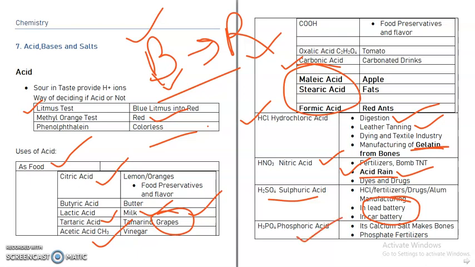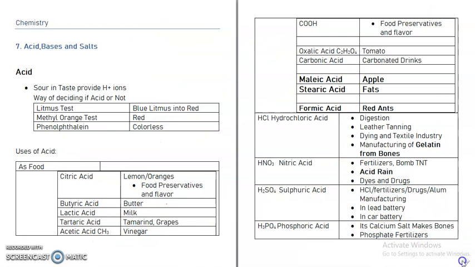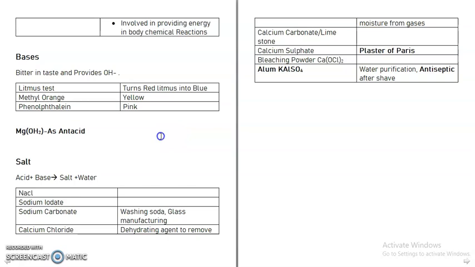Then phosphoric acid. Phosphoric acid is mostly used in phosphate fertilizers. Then its calcium salt makes bones. Calcium phosphate creates bones. Just focus on the highlighted part. Phosphoric acid also helps in providing energy for chemical reactions in the body.